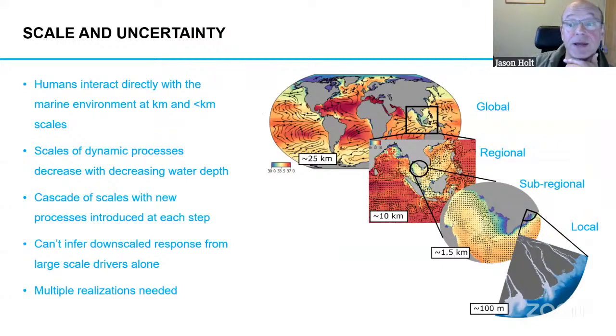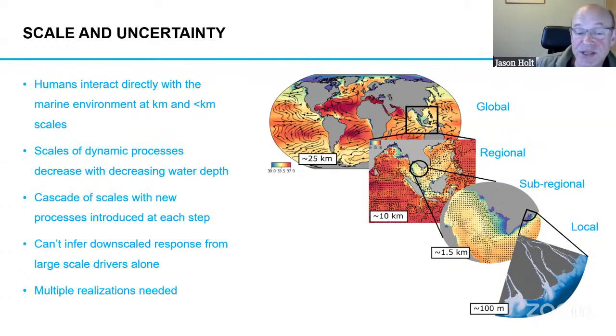So the challenge is pretty big. We start with the global models, where even the highest resolution of the high-res MET models tend to be around the 25 kilometer scale, and many are a lot coarser. There are some examples of finer resolution. But then as you go down a cascade of scales, through the regional scale, where we tend to model at about 10 kilometers, to sub-regional at about 1.5 kilometers, and then to local scale at maybe a few hundred meters, you see there is a really big cascade of scales that we want to translate our climate information down.